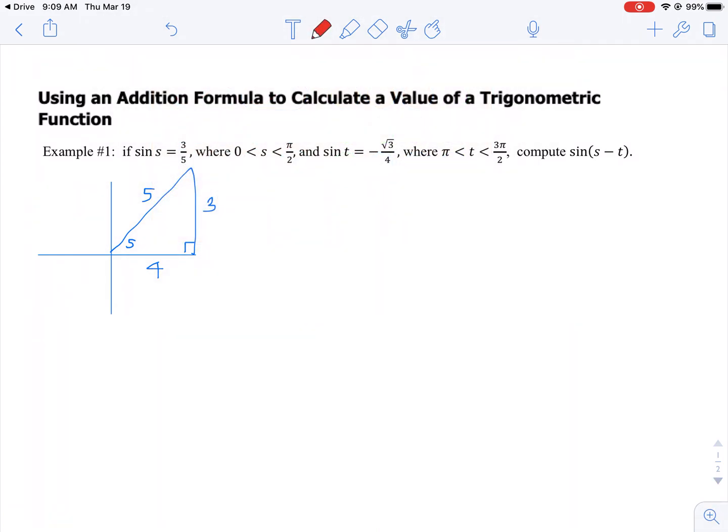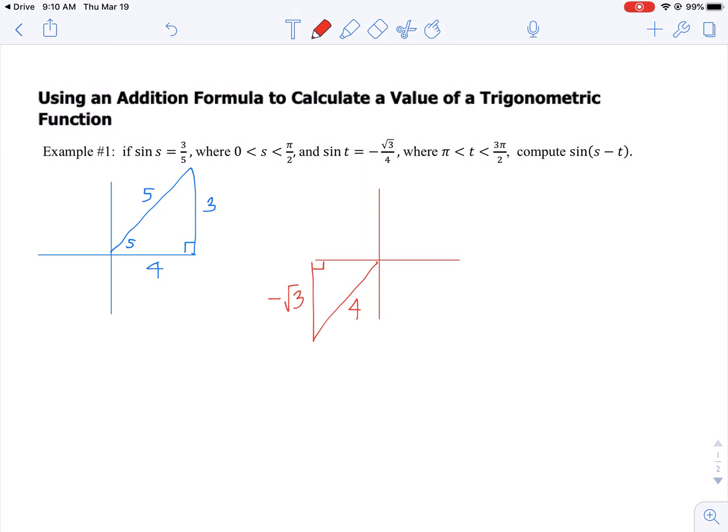Then, on the other hand, I'm given the sine of angle t is -√3/4, where t is now between pi and 3 pi over 2. So I'm going to graph that now. Always a good idea to have that picture. Since it's between pi and 3 pi over 2, that's in the third quadrant here. Sine is -√3/4. And again, good idea to find that other side.